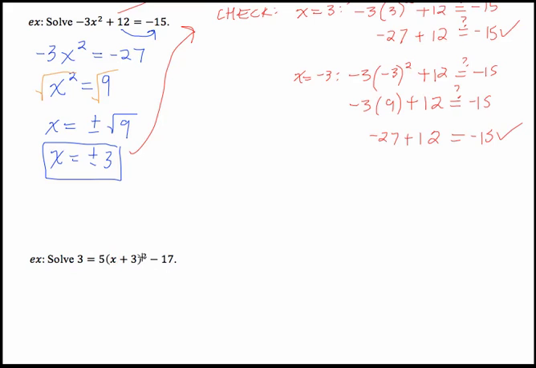So let's isolate that squared part by first moving the 17 over. So 3 plus 17 is 20.